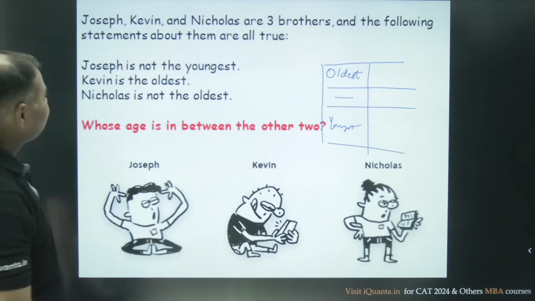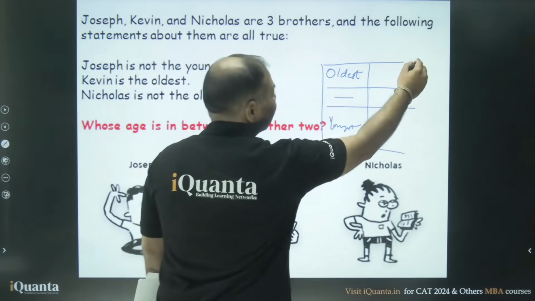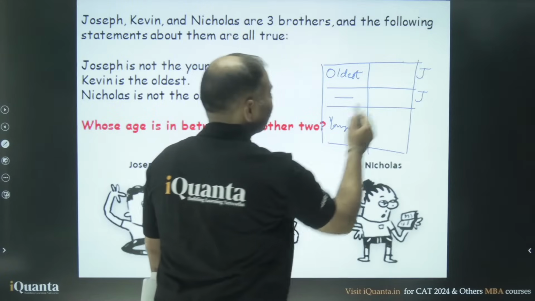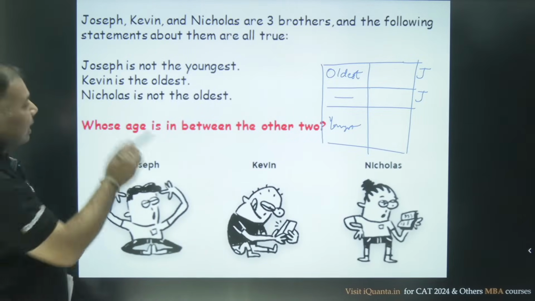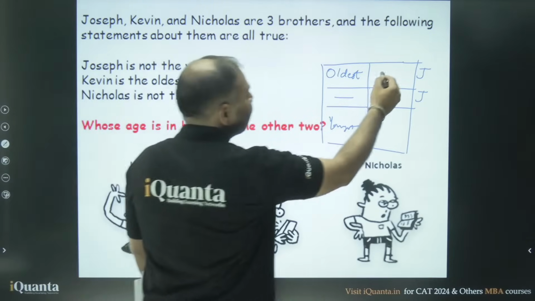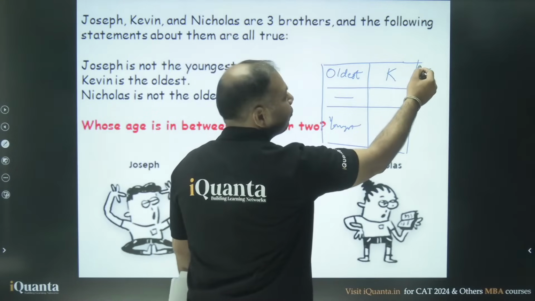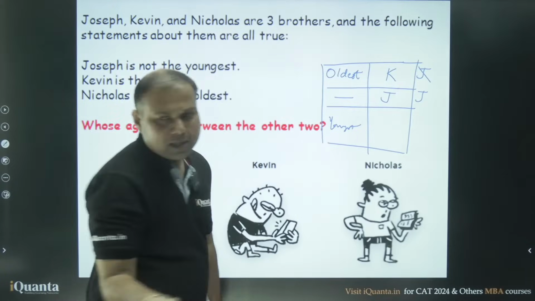Okay, move further. Now Joseph is not the youngest. So Joseph will come either here or here, right? Because Joseph is not the youngest. Now Kevin is the oldest, that's given. So oldest is certainly Kevin. So if Kevin is oldest, of course Joseph will not be the oldest. So Joseph should come in between. We got the answer already, right?